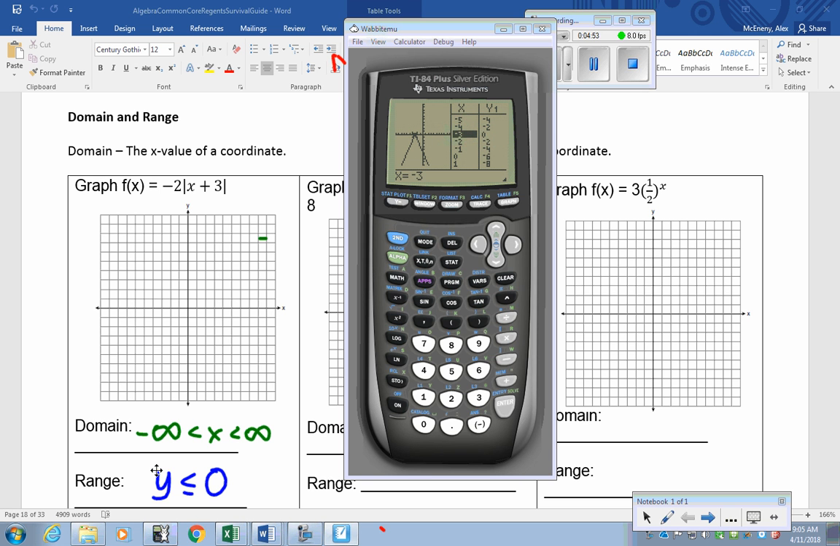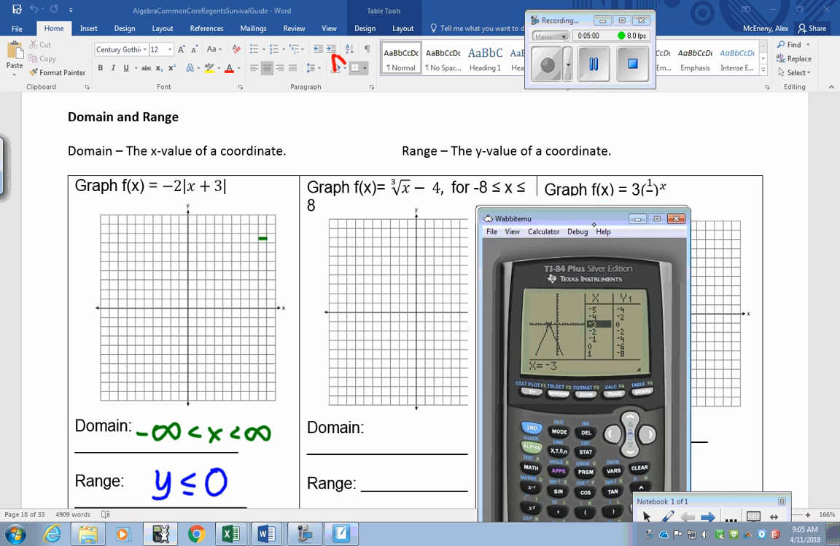Does it stop? And if it does stop in one direction, think about the values around it. Are they lower or higher? Because you have to write that as an inequality.